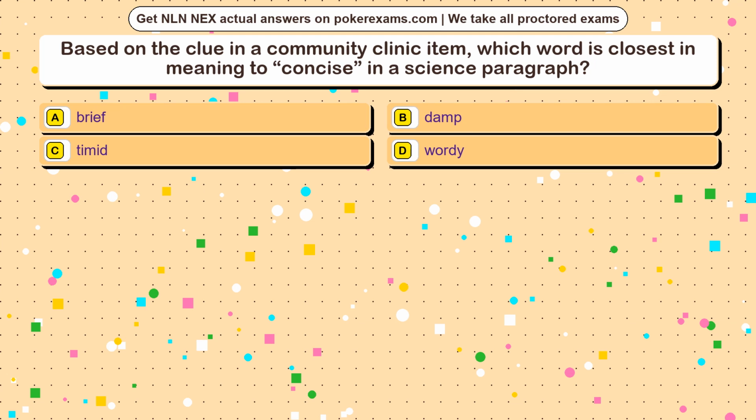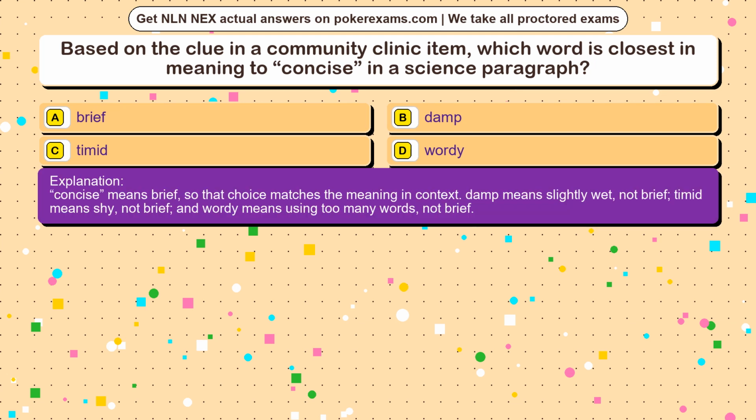The correct answer is option. Concise means brief, so that choice matches the meaning in context. Damp means slightly wet, not brief. Timid means shy, not brief. And wordy means using too many words, not brief.